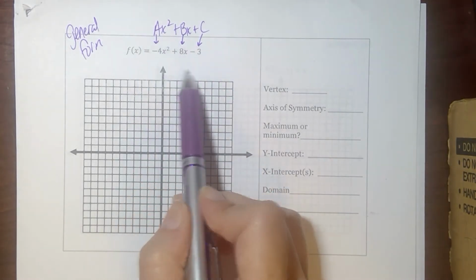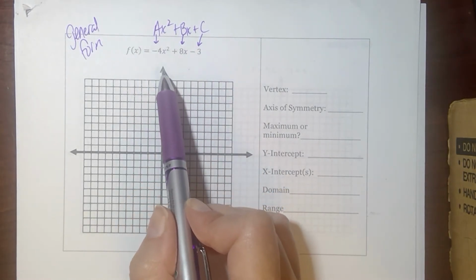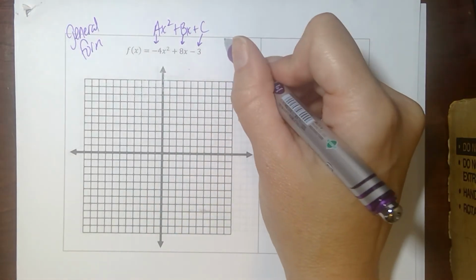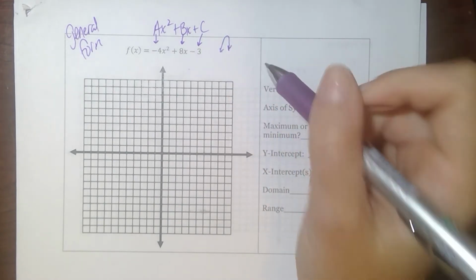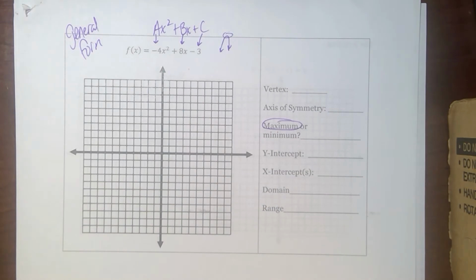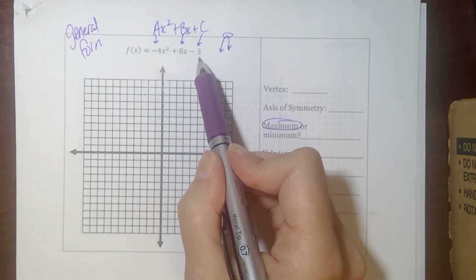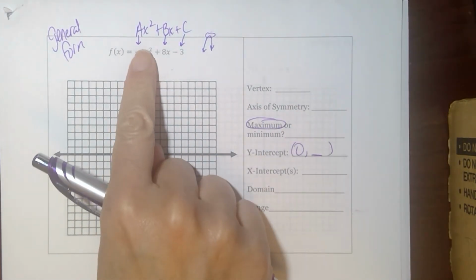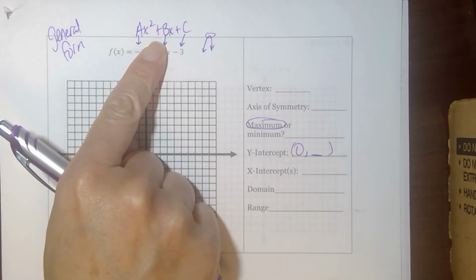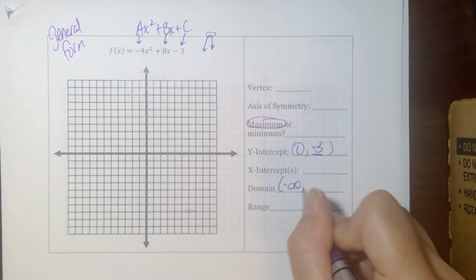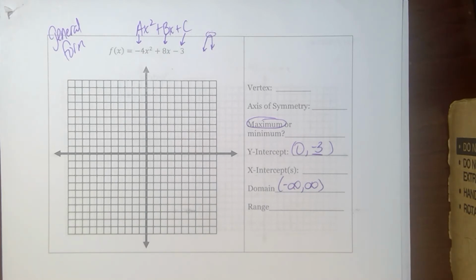I can't look at it and find the vertex. What can I see when I look at it? Well, I see that my squared term is negative, which reflects it over the x-axis and means it faces downward. That means I have a maximum function value, but I don't know what it is yet. I can see my y-intercept, because if I plug in 0 for x into my function, I have 0, 0, and I'm left with -3. So my y-intercept is going to be at 0, -3. I also know the domain because it's a quadratic function, so my domain is always all real numbers.